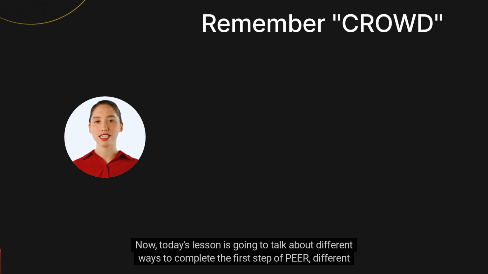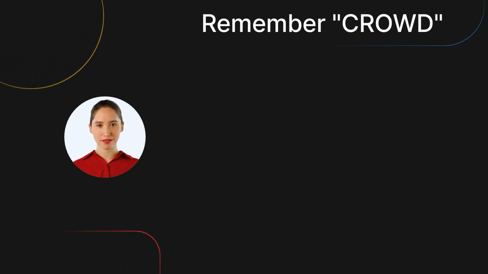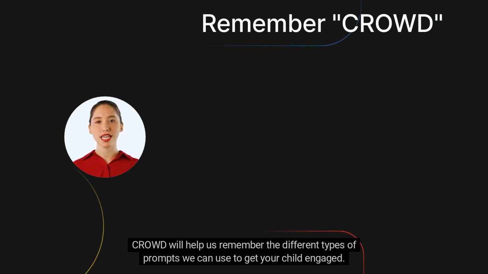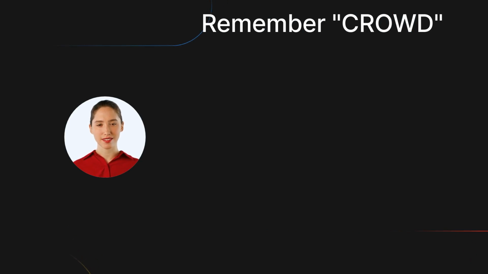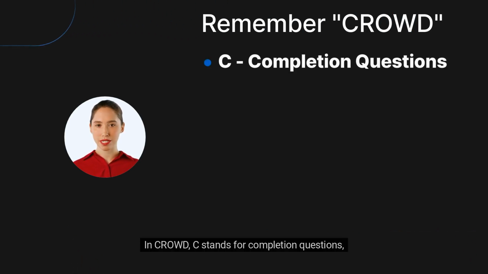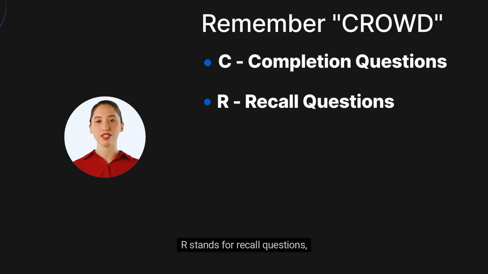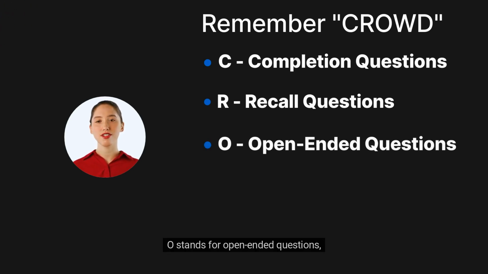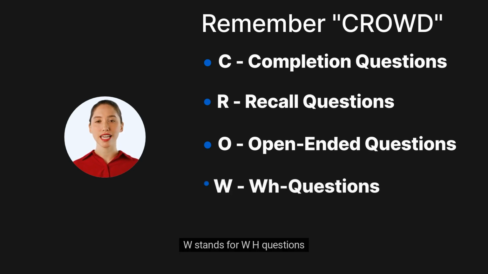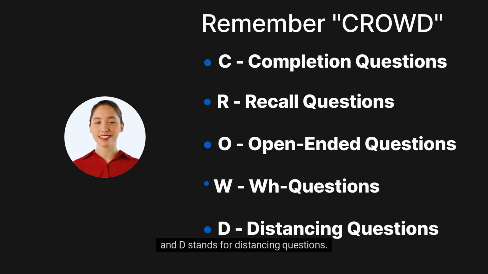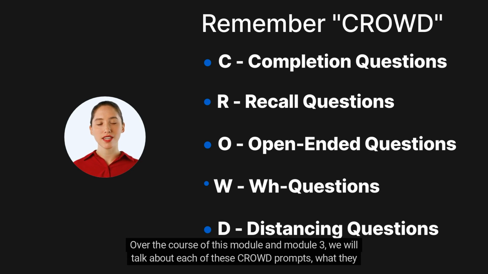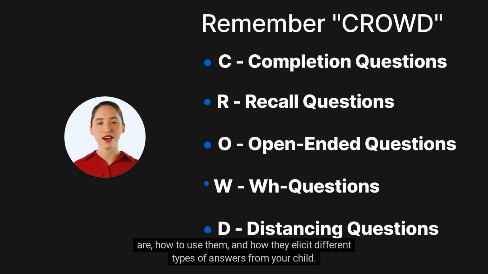Now, today's lesson is going to talk about different ways to complete the first step of PEER, different ways to prompt a child. To do that, we will use the mnemonic CROWD. CROWD will help us remember the different types of prompts we can use to get your child engaged. In CROWD, C stands for completion questions. R stands for recall questions. O stands for open-ended questions. W stands for WH questions. And D stands for distancing questions. Over the course of this module and Module 3, we will talk about each of these CROWD prompts, what they are, how to use them, and how they elicit different types of answers from your child.